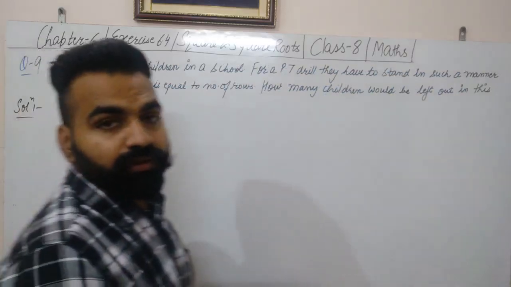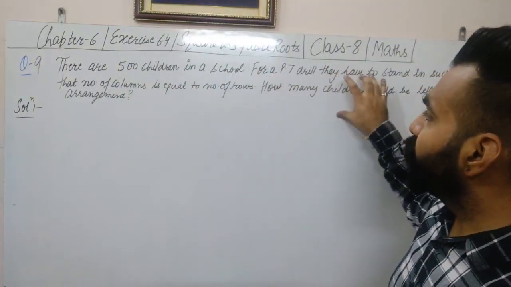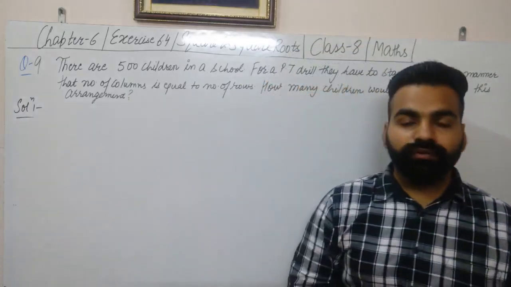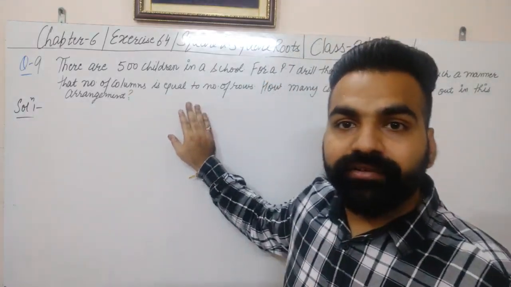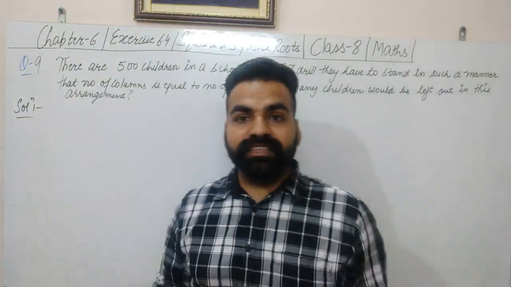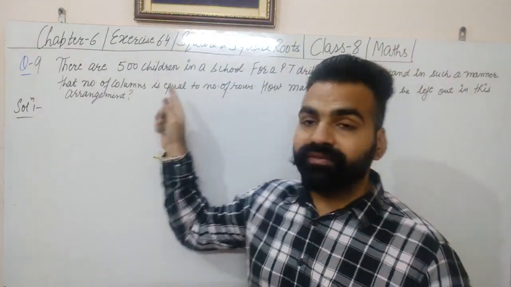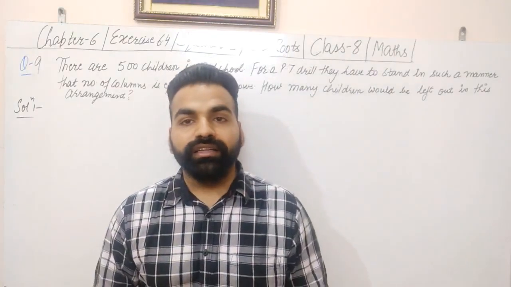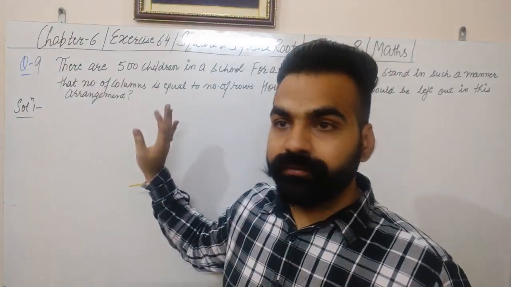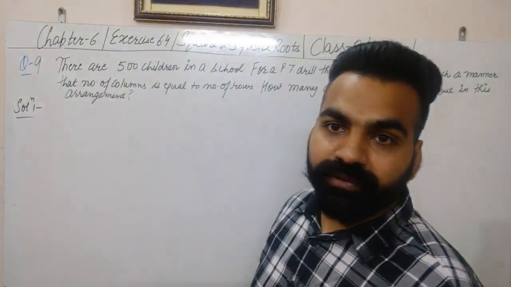Now the last question of this chapter. There are 500 children in a school. For a PT drill, they have to stand in such a manner that the number of columns is equal to the number of rows. So here it is again given that the number of rows should be equal to the number of columns. So whenever we have to arrange something in a manner that the number of columns is equal to the number of rows, then the given number should be a perfect square. Otherwise we can't arrange them in this manner, that is, rows and columns should be the same.